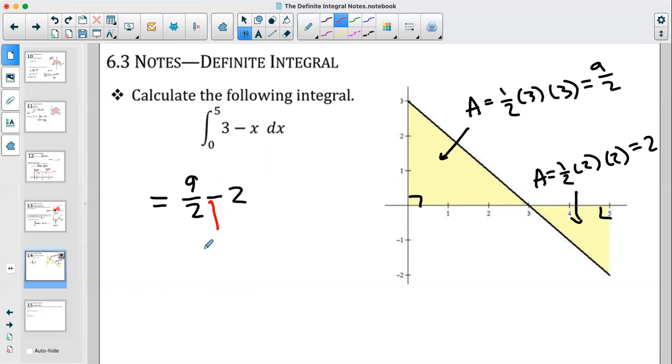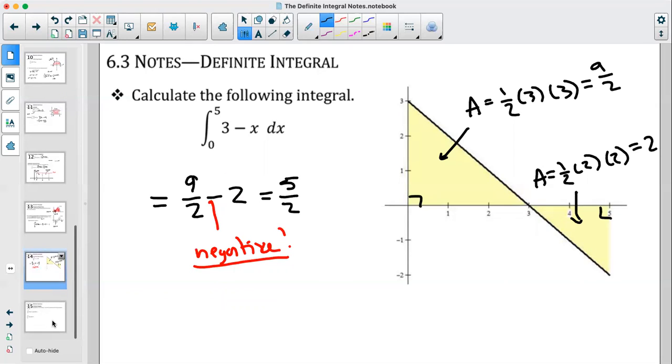This is the important thing here. It's negative. And 9/2 is positive because this region here, with the area of 9/2, is above the x-axis. This region here with the area of 2 is below the x-axis. So the integral treats it as negative. And so I get my integral. The integral would return 5/2. That's the value of this integral, 5/2.